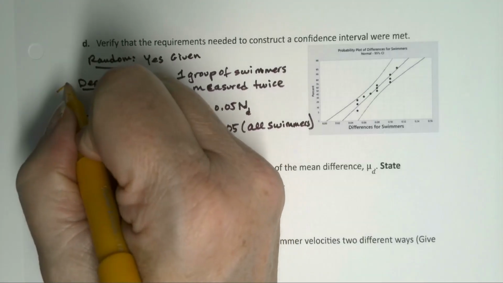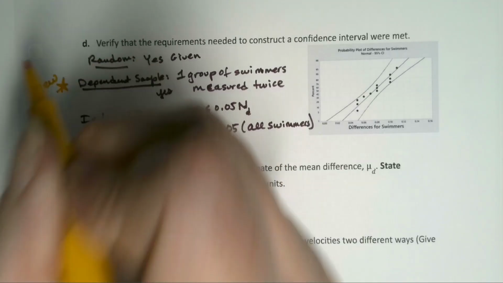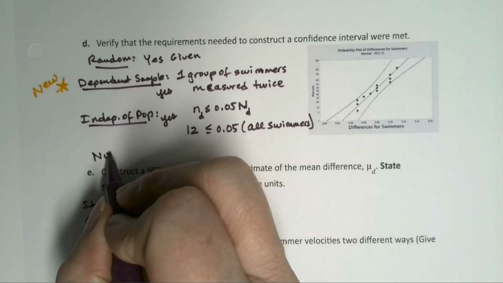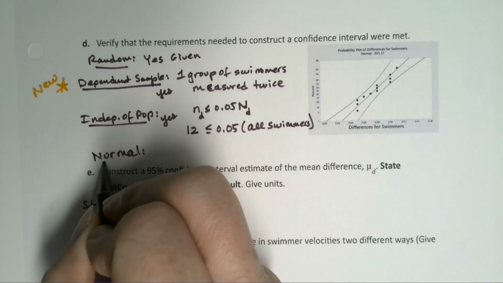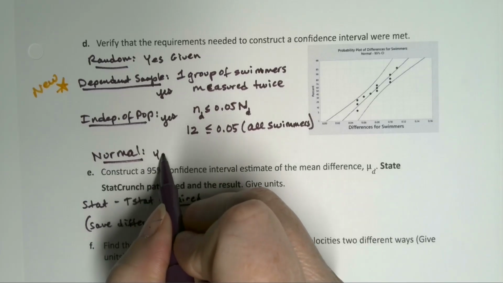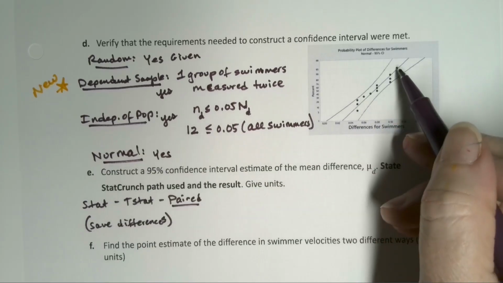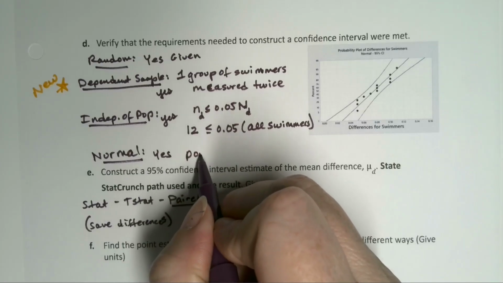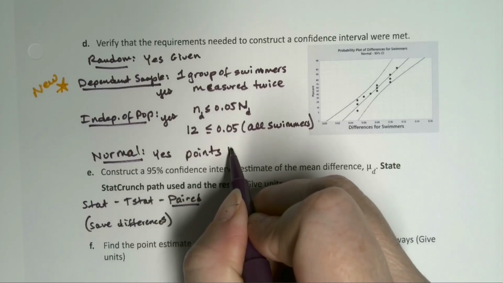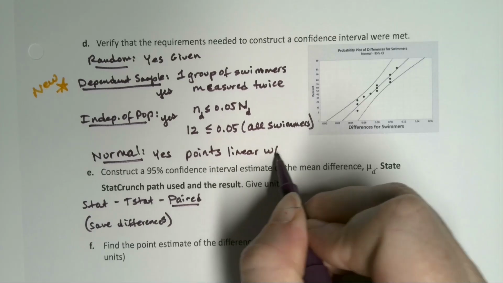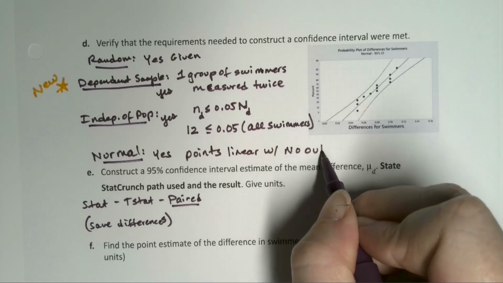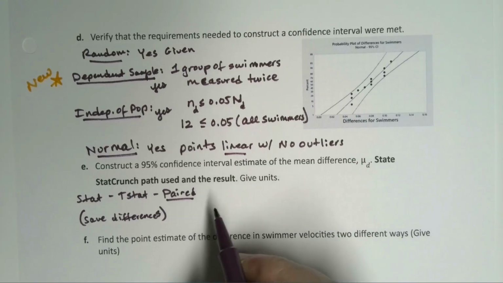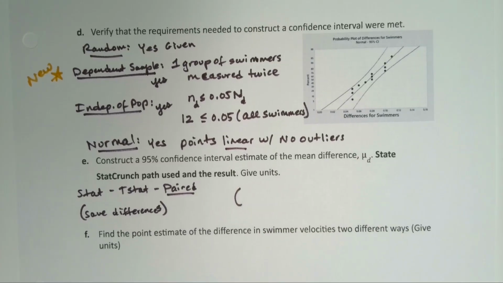This piece with the dependent is the new piece for this chapter. Everything else we've done before. And then normal is what the graph is for, because you'd like n to be bigger than 30, but it's not. But these points are linear, right? They're kind of clustered along that line. So the points are linear with no outliers. All right, so that means that the interval we created is valid.